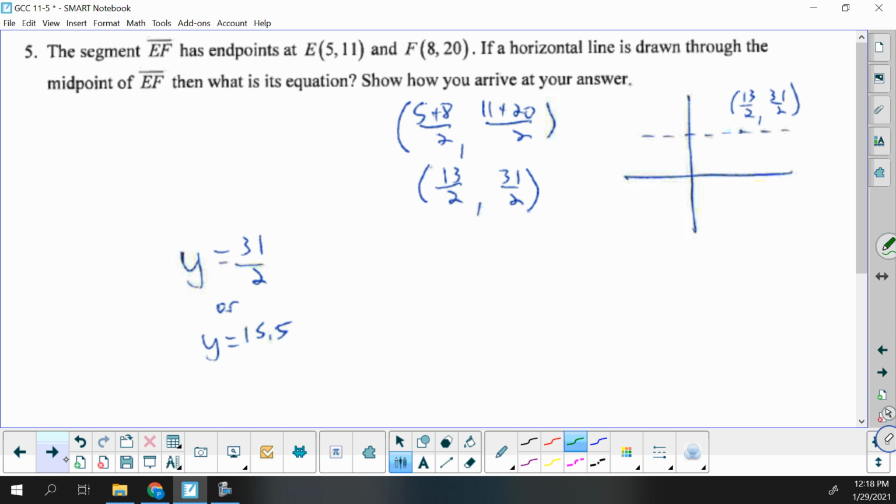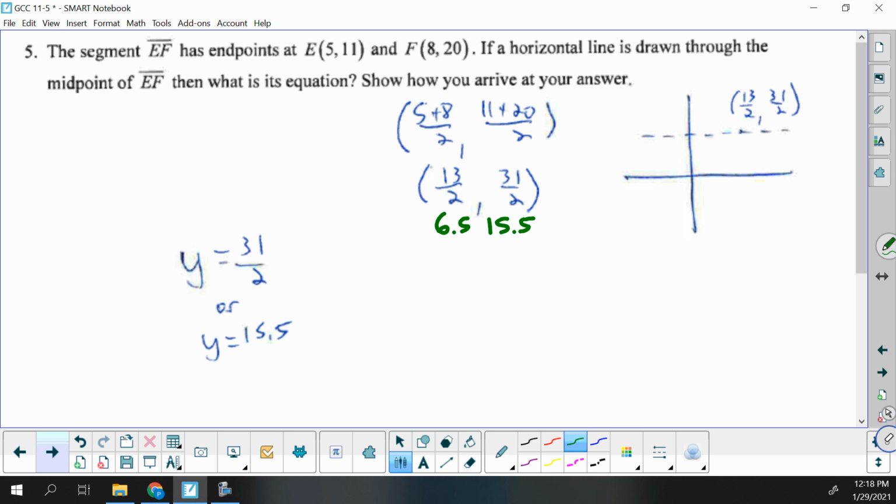So we're going to draw a horizontal line through our midpoint. So first find your midpoint. Add the x's, divide by 2, add the y's, divide by 2. So you could either have 13 halves, or you might have called that 6.5. And you either have 31 halves, or you might have called that 15.5.